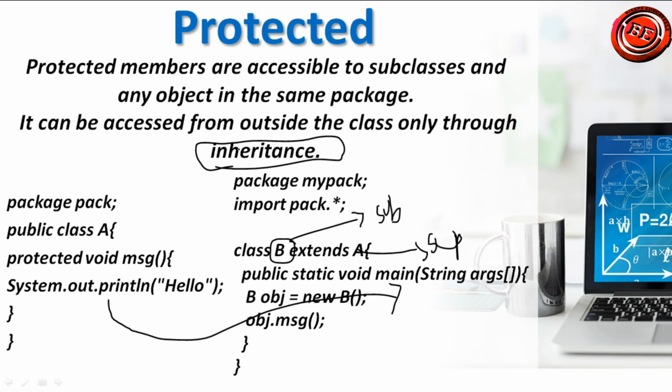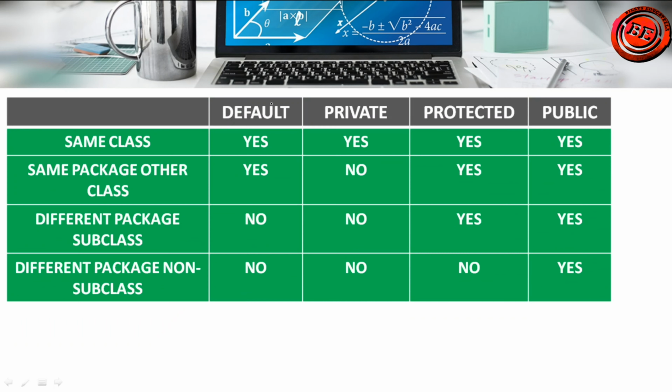By understanding the four modifiers, here I generate a table. We have the default, private, protected and public modifiers. Within the same class, default, private, protected and public are all accessible. I hope you get my point. Coming to the same package but other classes, the variables declared as private are only accessible in that particular class. So here we have the other classes: private cannot work here, but default, protected and public can.